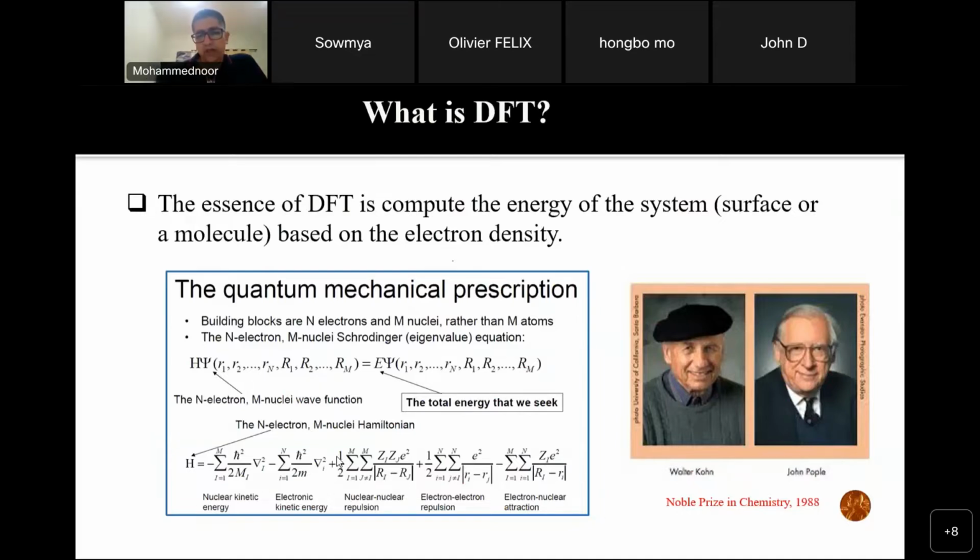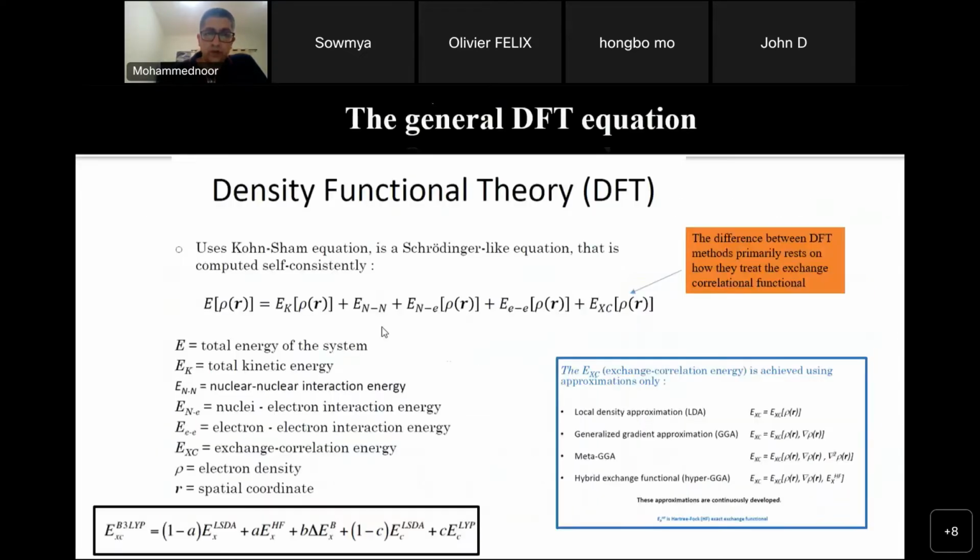It calculates the nuclear kinetic energy, the electronic kinetic energy, the electron repulsion, and so on. So there are many terms to obtain. So in DFT, we mainly calculate the exchange. There are many DFT methods, but all of them have some common terms. All these are common terms, except this one. This one is what we call the exchange correlational.